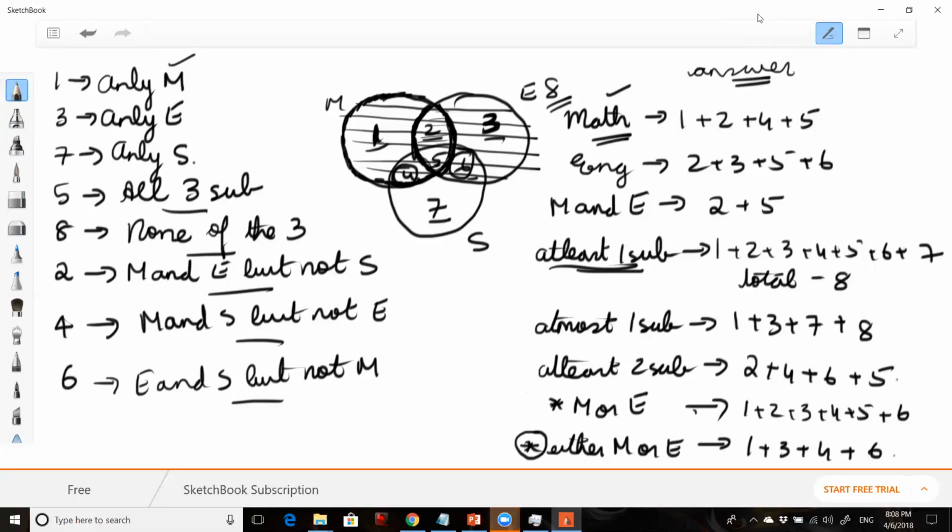Okay, but guys, this is a very, very important one. Either math or English, you should be very careful, especially in a 3 set. Okay with this, guys? Either math or English is 1, 3, 4, and 6. So again, this understanding of the regions will help you create the Venn diagram, and this understanding of what the regions represent will help you solve and answer the questions.